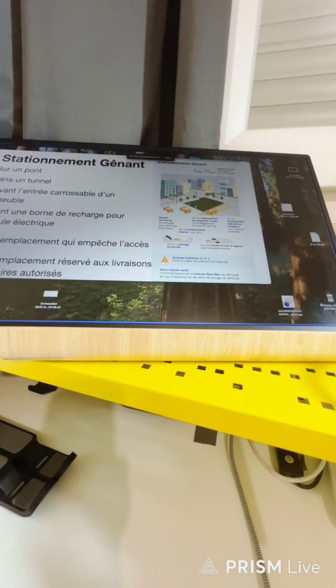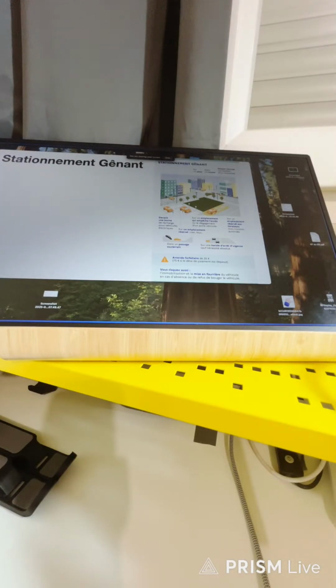C'est bon. We still continue. Stationnement gênant has not finished, so we still have some more. Dans un passage souterrain, passage souterrain means you are underground. So if you are parking underground also, it is an obstruction to other people.